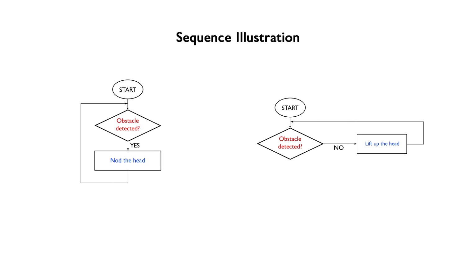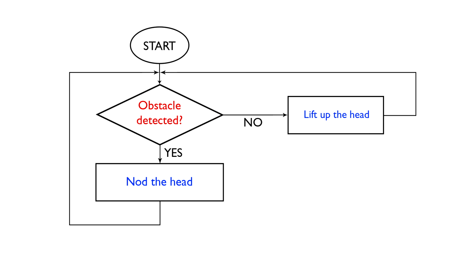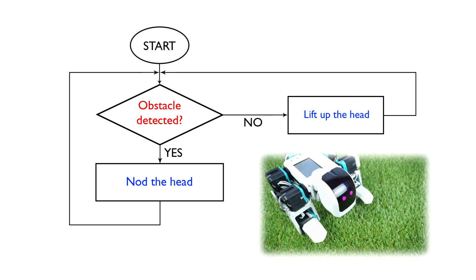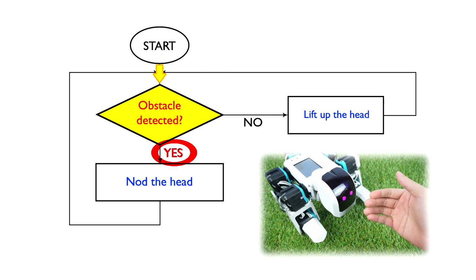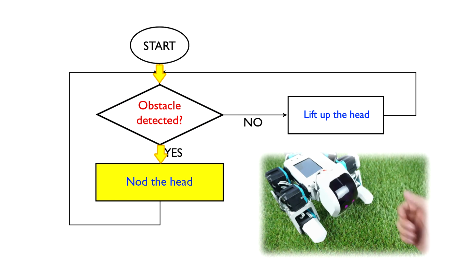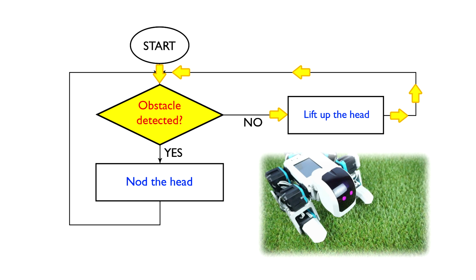Before we jump into programming our robot, it is a good practice to define the tasks we want the robot to perform. We can illustrate the sequence in the form of a flowchart. Let's consider the flowchart for our puppy robot. It begins with a start block. Then it comes to a decision block. If an obstacle is detected, the robot will nod its head and loop back to decision block. Otherwise, it lifts up its head and loops back to decision block.